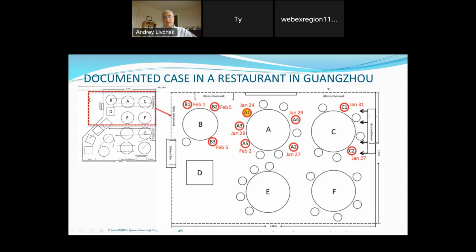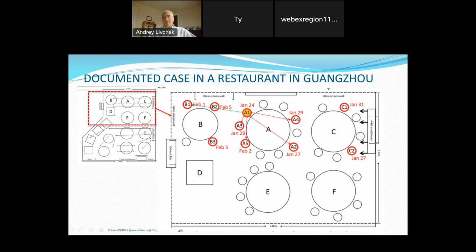The first documented case was a restaurant in China. It was showing there was one sick person having a family dinner in the restaurant, and they traced how the virus spread. First, members of the family were sick, but then they also traced this to people sitting at tables C and B that could not be attributed to contact.